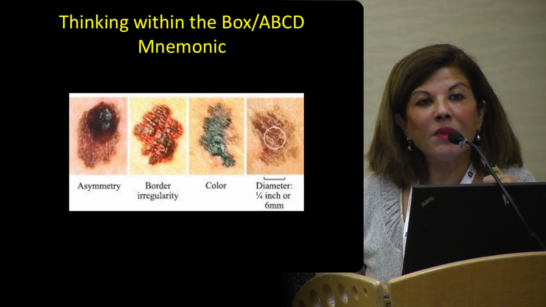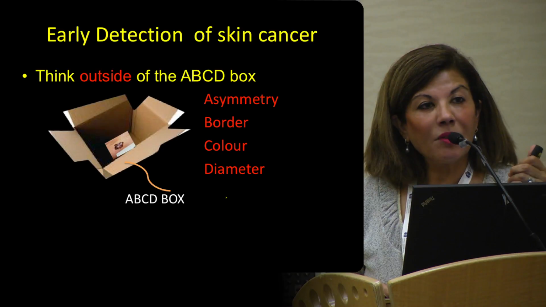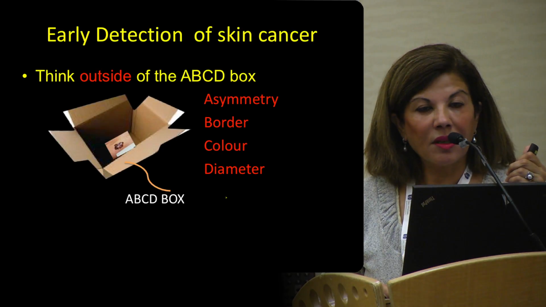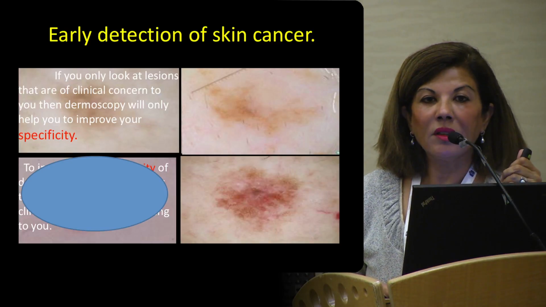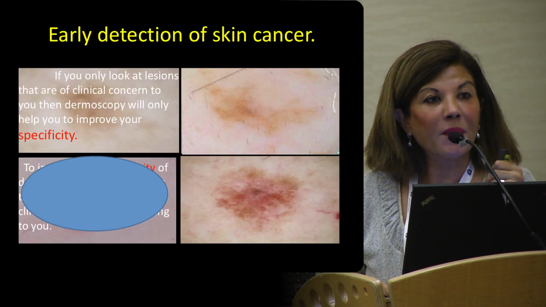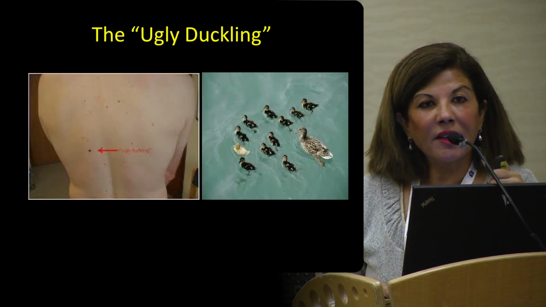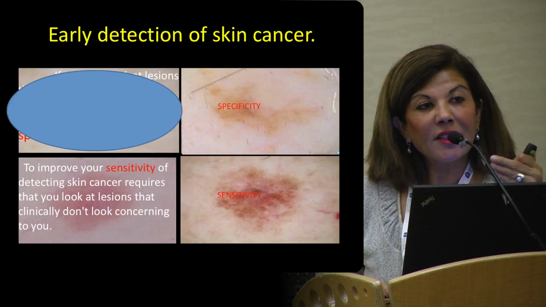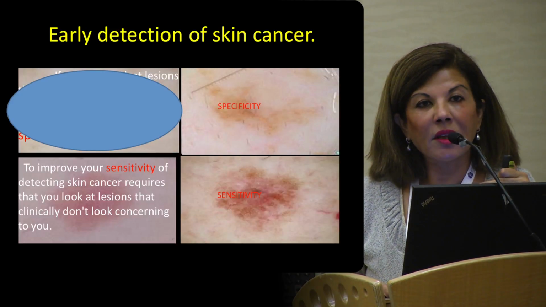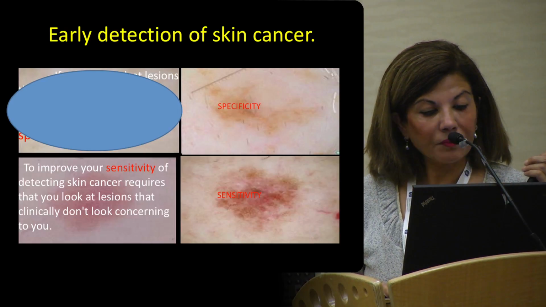Some of it has been our teaching to think within the ABCD box. But now it's time to think outside the ABCD box. Because if you only look at lesions that are of clinical concern to you, then dermoscopy will only improve your specificity. So you will be able to pick up the ugly ducklings and the outlier lesions. But if you want to improve your sensitivity in detecting skin cancer, you need to look at lesions that are not of clinical concern to you.